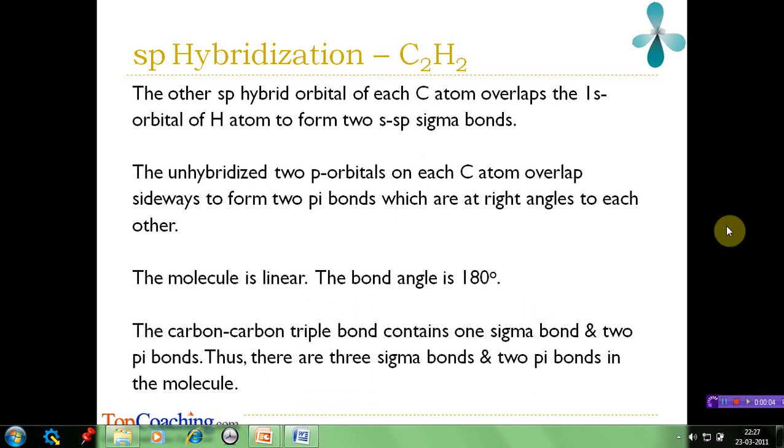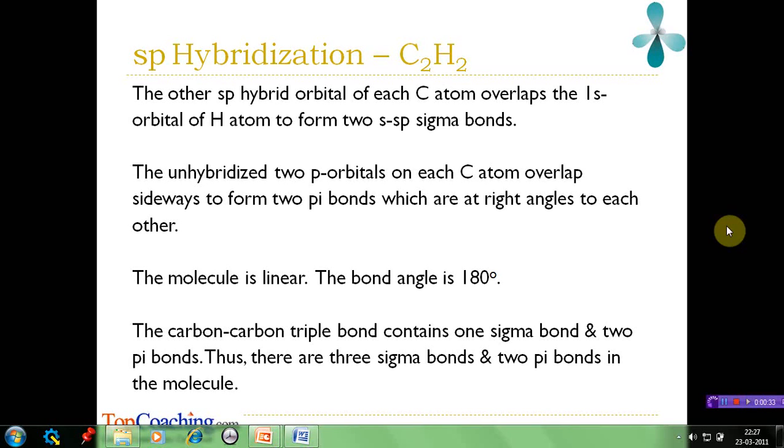The other sp hybrid orbital of each carbon atom will now overlap with the 1s orbital of hydrogen atom that is also half filled to form two s-sp sigma bonds. So, carbon-carbon sigma bond was sp-sp bond and carbon-hydrogen sigma bond is s-sp bond. Now the unhybridized 2p orbitals on each carbon atom will now overlap sideways to form two pi bonds, which are at right angles to each other.